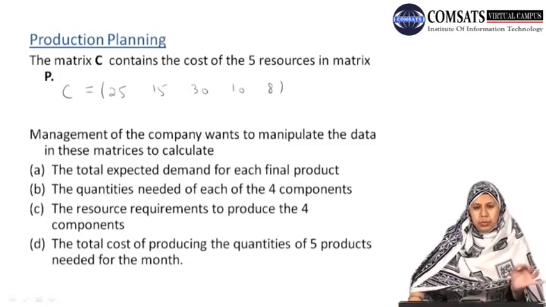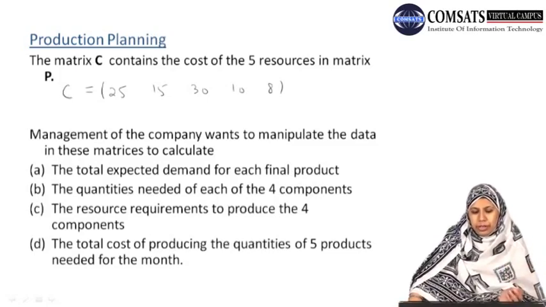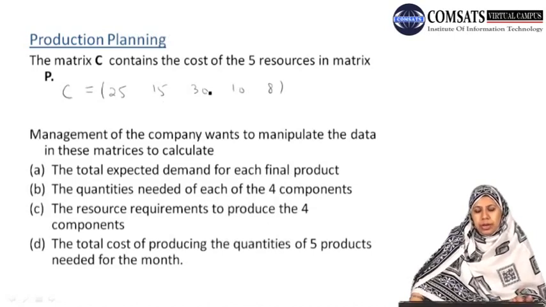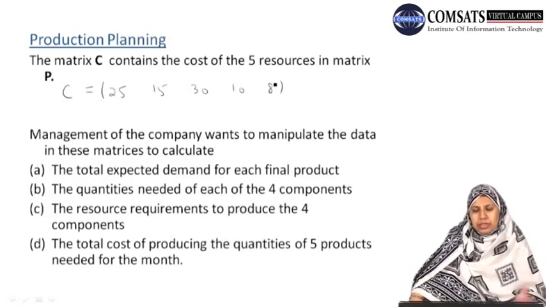That is, $25 are required to produce 1 unit of part 1, $15 are required to produce 1 unit of part 2, $30 are required to produce 1 unit of part 3, $10 are required for 1 hour of the production labor, $8 are required for 1 hour of the assembly labor.